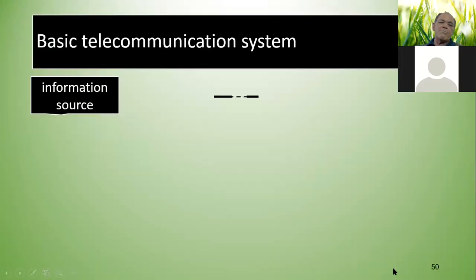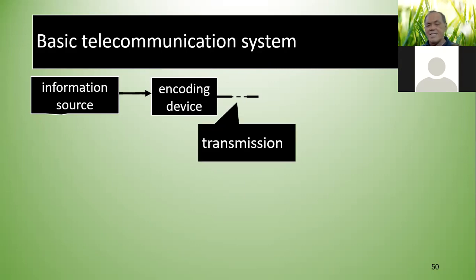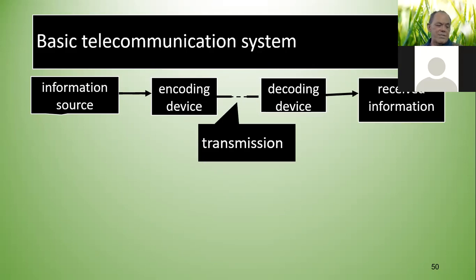So in a basic telecommunication system, we have an information source, the radio station that produces the broadcast, the music, the news, and then an encoding device, and we send it either in air or by a different medium like cable or optic fiber, and a decoding device. And finally, we get the information back.